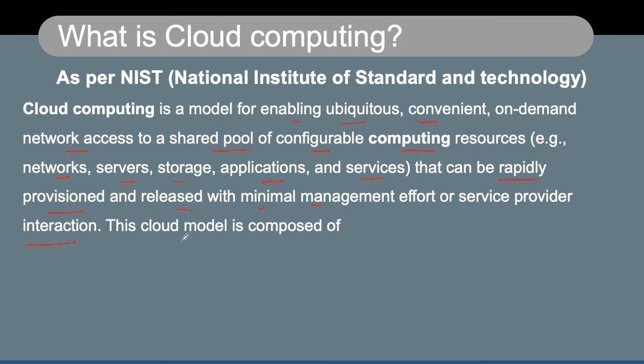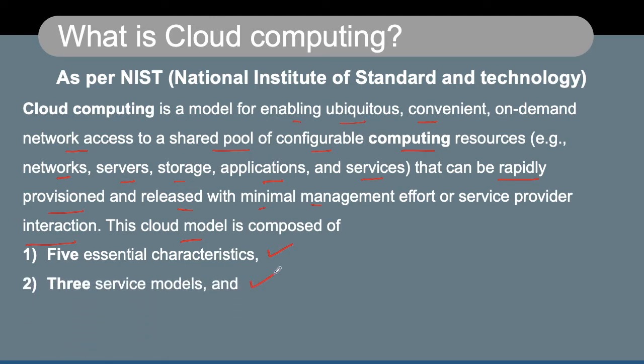Typically, the cloud model consists of 5 essential characteristics, 3 different service models, and 4 different deployment models. In the last few sessions, we have talked about essential characteristics, service models, and deployment models. Now, in this session, we are going to talk about the benefits of using cloud computing and especially the public cloud infrastructure.